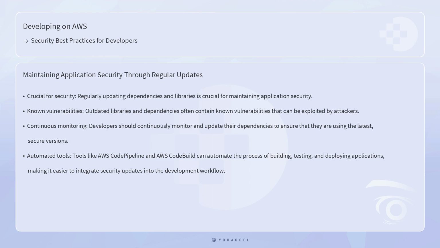Regularly updating dependencies and libraries is crucial for maintaining application security. Outdated libraries and dependencies often contain known vulnerabilities that can be exploited by attackers. Developers should continuously monitor and update their dependencies to ensure that they are using the latest secure versions. Tools like AWS CodePipeline and AWS CodeBuild can automate the process of building, testing, and deploying applications, making it easier to integrate security updates into the development workflow.